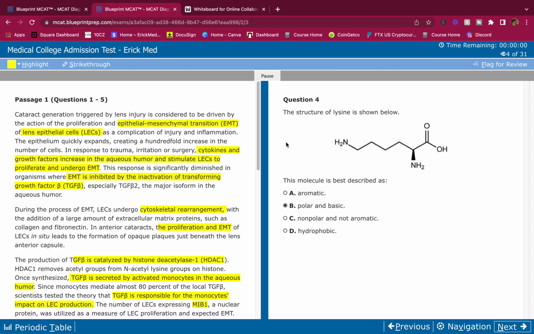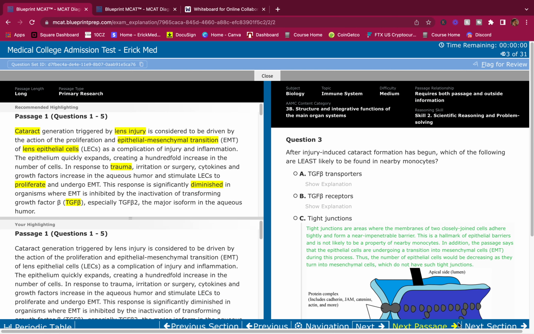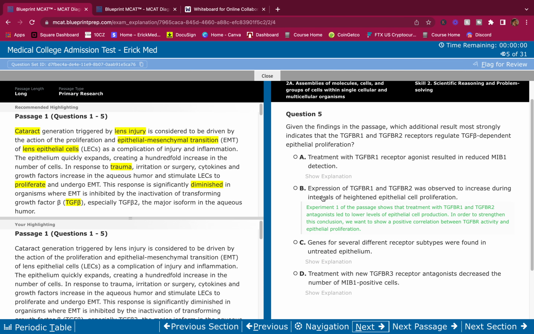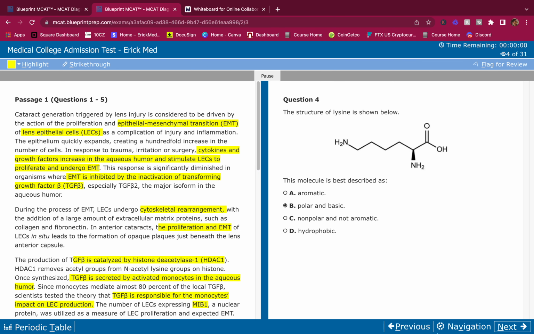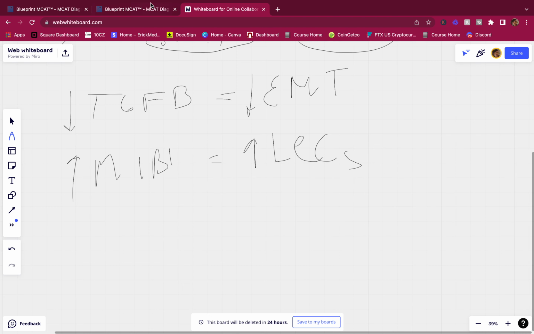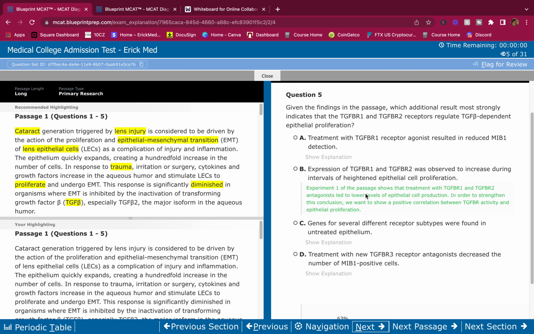And, oh no, we got another one. Polar and basic. This is pretty much it. I don't need to explain that. And then 5 was B, which is the one we chose. We got that one correct through process of elimination. And this is the explanation if you guys would like. All right. There we go, guys.